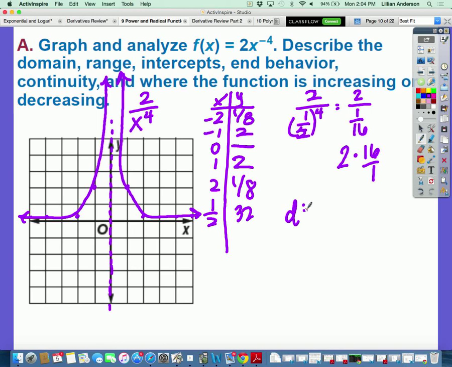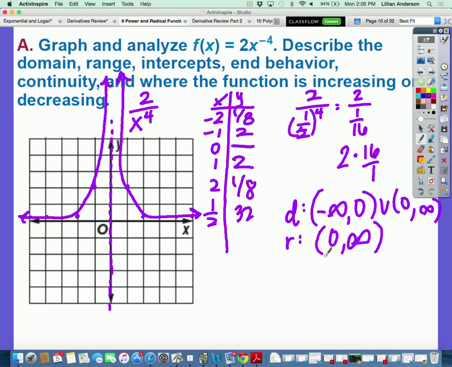The domain. Looking at this graph, you can figure out what it is, right? Say it again, Adrian. All right, negative infinity to 0, 0 to positive infinity. What about your range? 0 to infinity. Is 0 included this time like how it was in the other ones? No, it's not. So again, these are all the features of negative even powers. Okay?